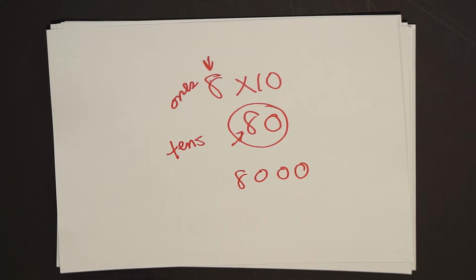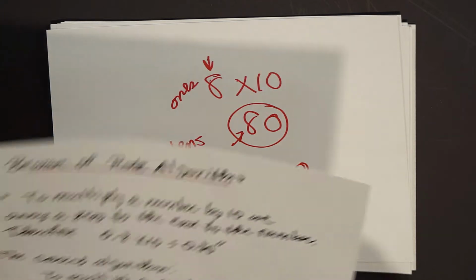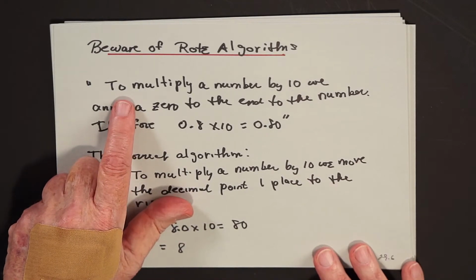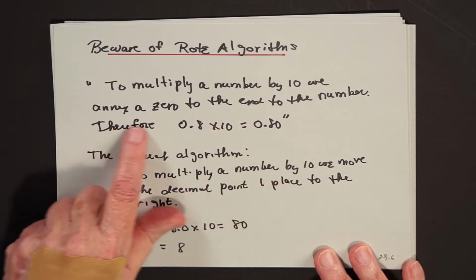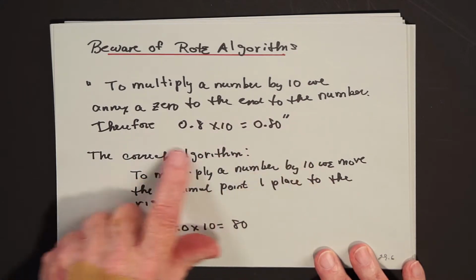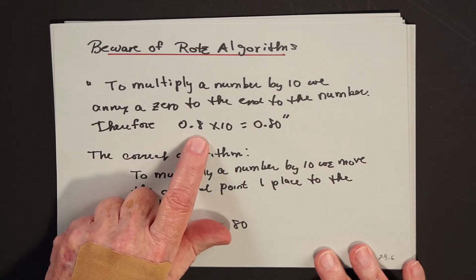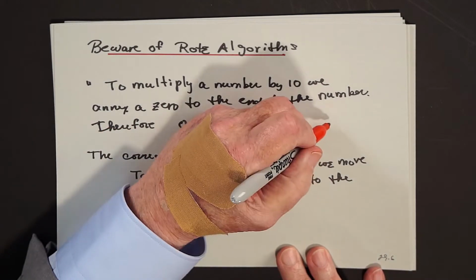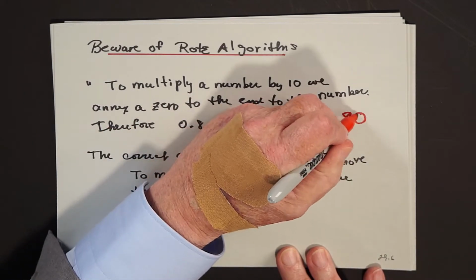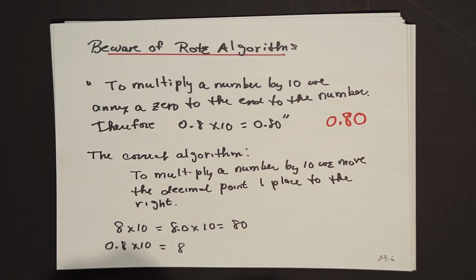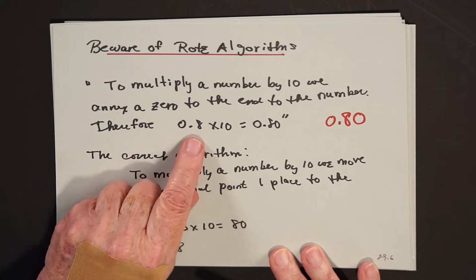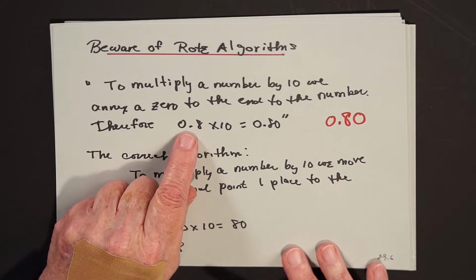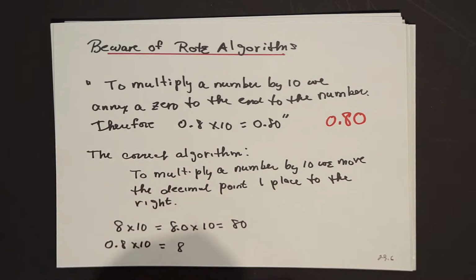Here's the mistake that students will now make, and you can't possibly make this mistake if you understand what you're doing. Student says, to multiply a number by 10, we annex a 0 to the end of the number. Therefore, 0.8 times 10 is 0.80. See, is that what the student did? He says, here's the number, and I'm just going to annex a 0. Well, if you understand what we're talking about, what is the 8 modifying over here? Isn't it the first digit to the right of the decimal point? It's tenths, isn't it?